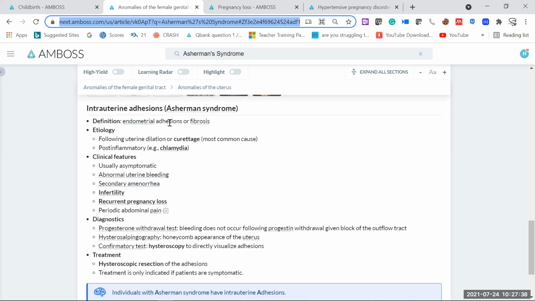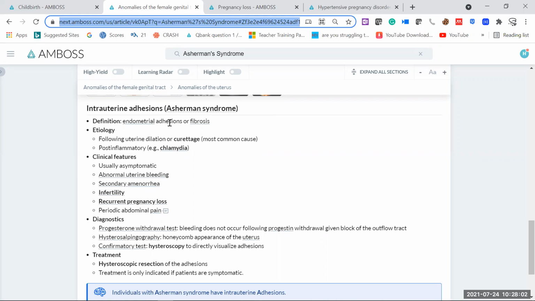We give the progesterone to the patient, and when we stop the dosage, the withdrawal bleeding is there. So if the patient has Asherman syndrome, despite giving this progesterone, the patient is not going to bleed on withdrawal. It means that there is something wrong in the patient's body, especially with the outflow tract. There is fibrosis, that's why you cannot see the withdrawal bleeding.